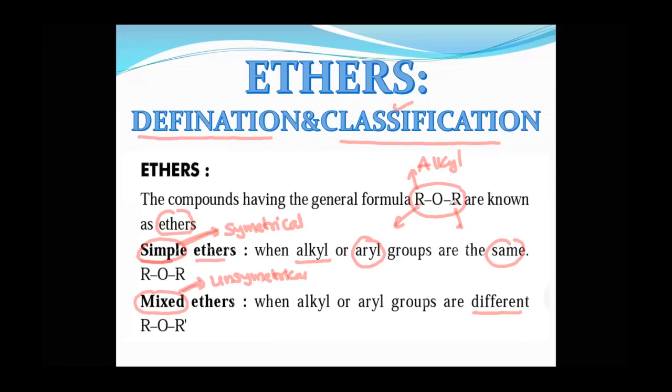Is that clear to all of you? Ethers are divided into two types based upon the type of alkyl or aryl groups attached. If both alkyl or aryl groups are the same, then it is called a simple ether. If they are different, then they are called mixed ethers.